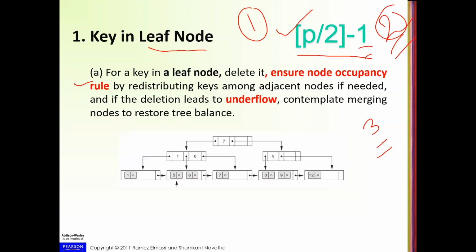And now, if this rule is not broken, then you just delete and forget about it. For example, in this example, we have the root node 7, and then in the left child, we have 1 and 6. To the left of 1, we have 1. And in the middle of this 1 and 6, there are 5 and 6 elements. And to the right, we have 7.